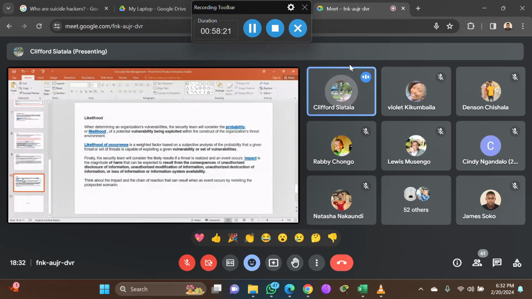What would be the impact of the unauthorized modification of student results, if it is Kapasa Makasa, for example, or if you are employed by a university? What will be the impact of disclosure of the information of our products? What will be the impact of unauthorized destruction of the information or loss of the information system availability? So it's vulnerabilities or risk, likelihood, and impact.